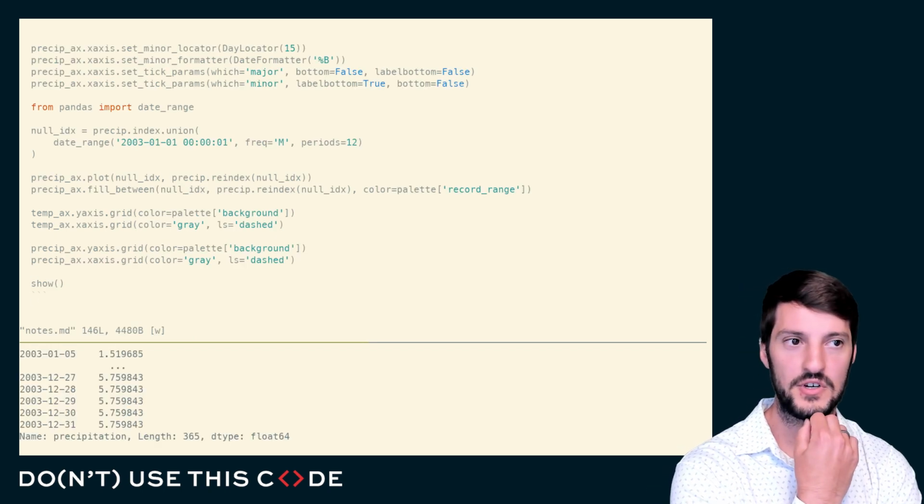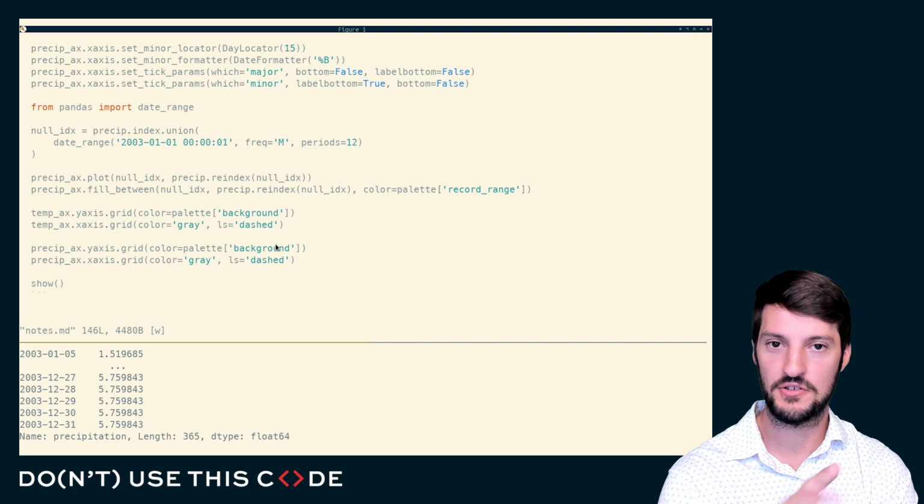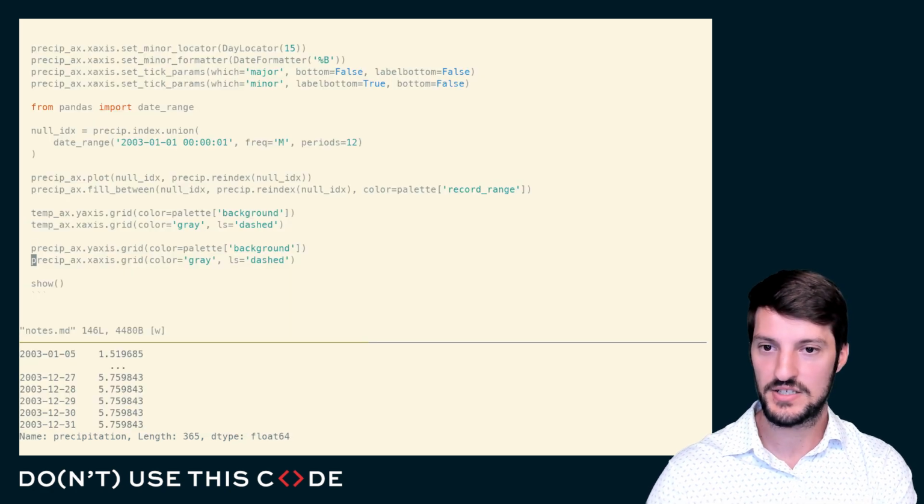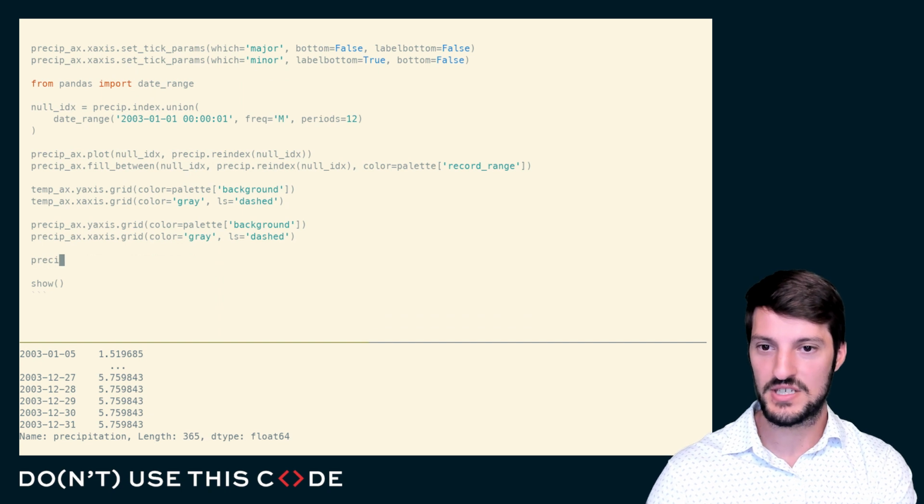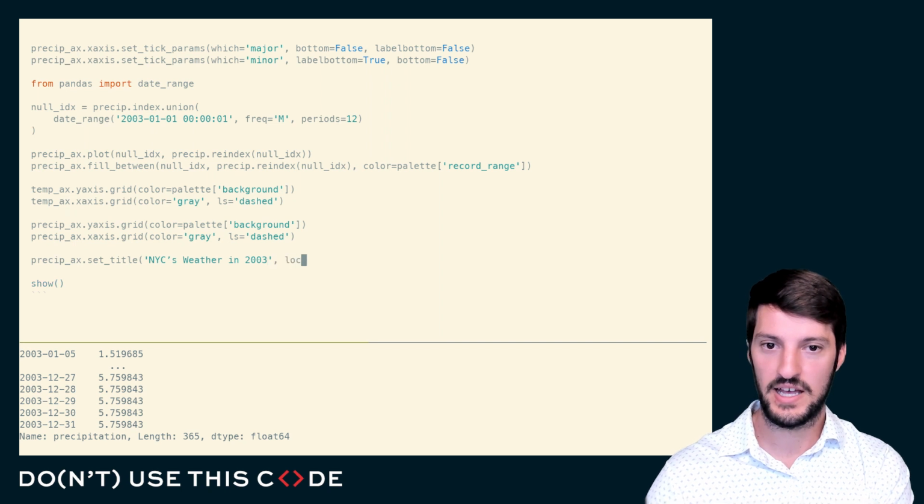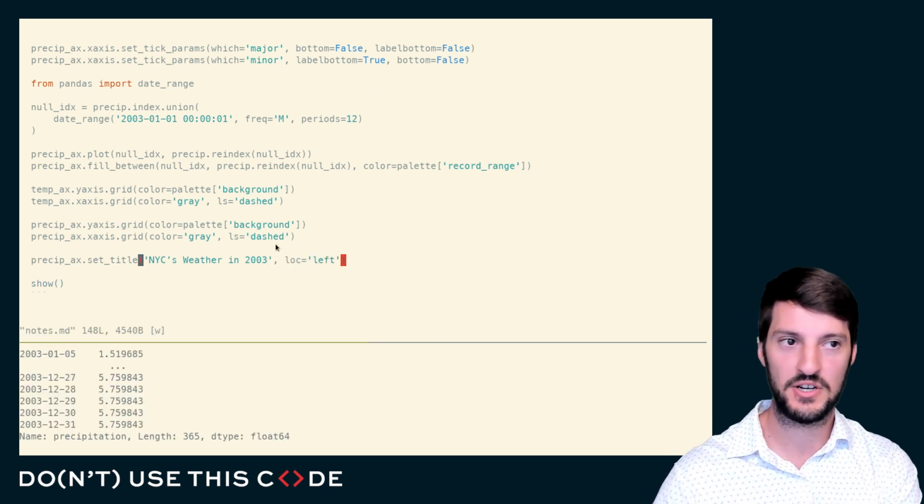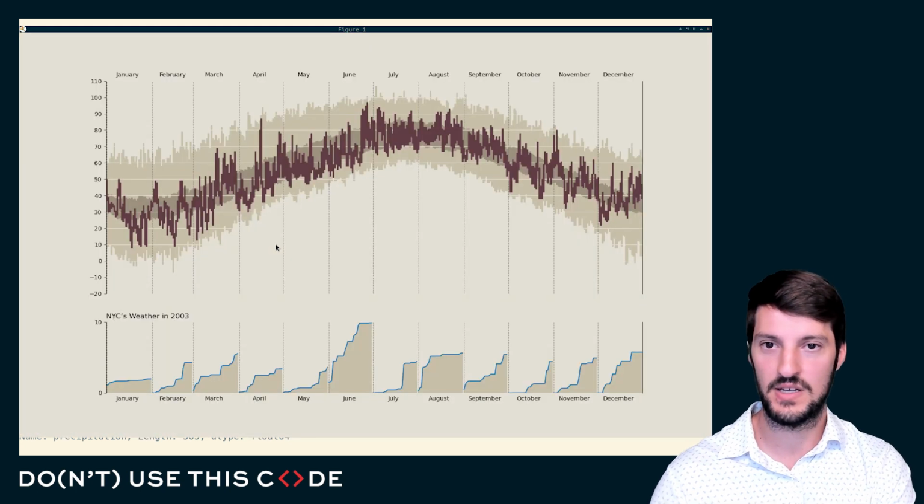And then we'll go ahead and add our title. I'll show you just a quick little trick for adding the title into the appropriate position. So if we just take our precip AX and use the default set title here, "NYC's weather in 2003," I can specify this location parameter to flush it to the left-hand side, but I do want to note just one very small thing.